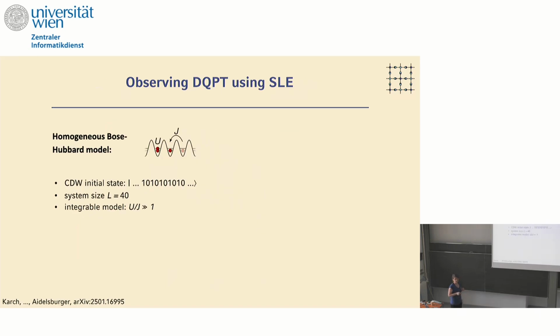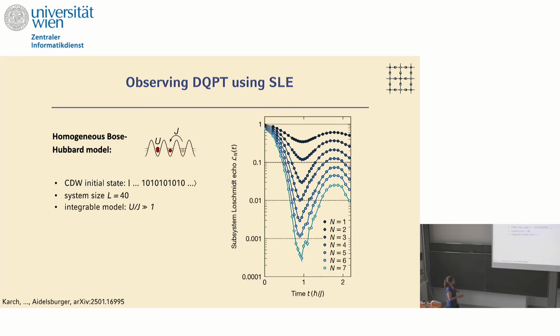Now, the system that we are working with is 1D Bose-Hubbard chains in the hardcore limit. So we start from an initial state that has this charge density wave. It's a product state 101010. The system size is 40 and U is about 25J. So it's very hardcore. This chain can be mapped onto free fermions, which allowed us to actually do all of these analytical expansions that did play a role.